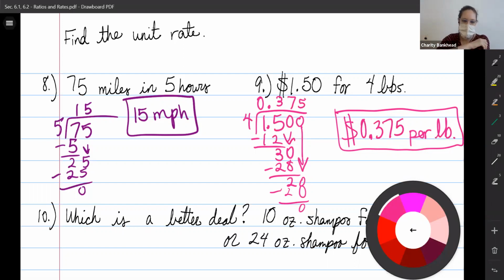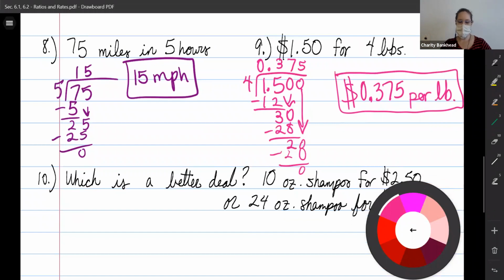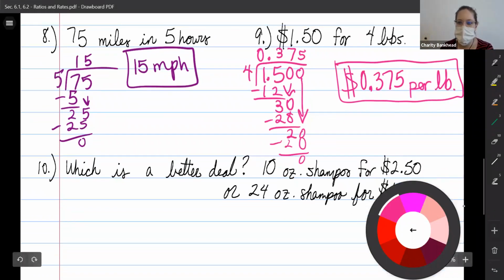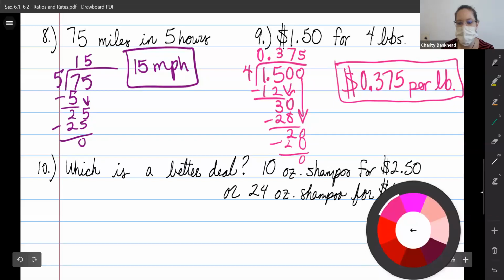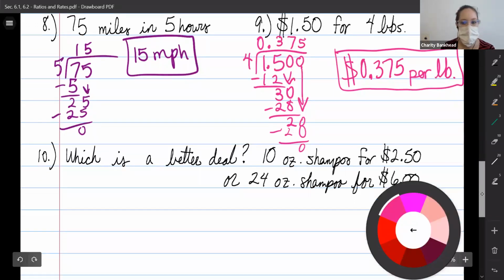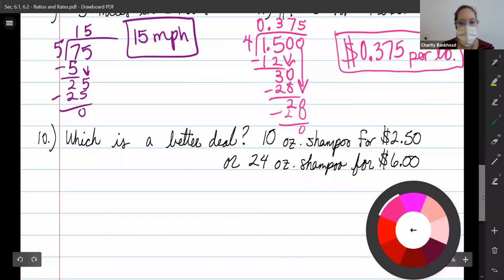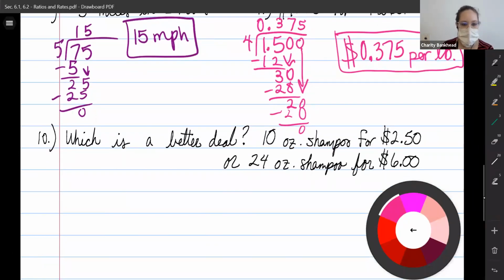All right. And I calculate unit prices all the time when I'm shopping. At Walmart, they tell you the unit price a lot of times on the tag. Sometimes they don't, so you have to calculate it.